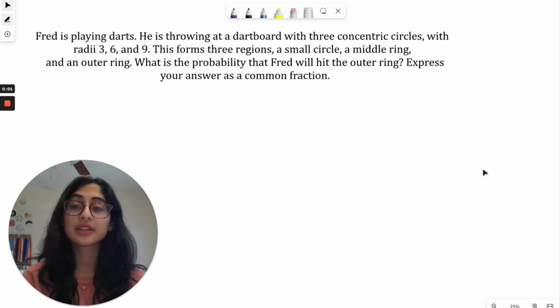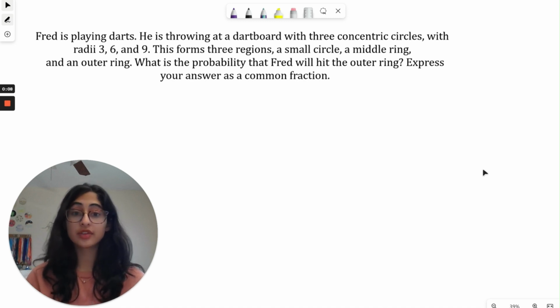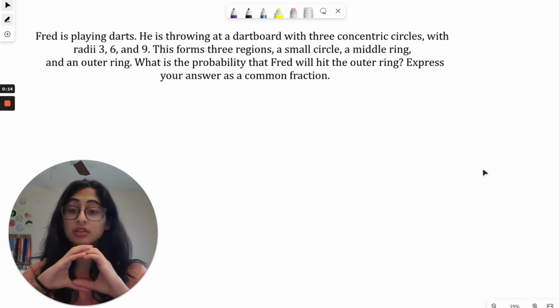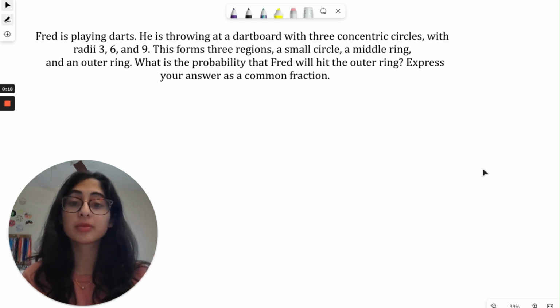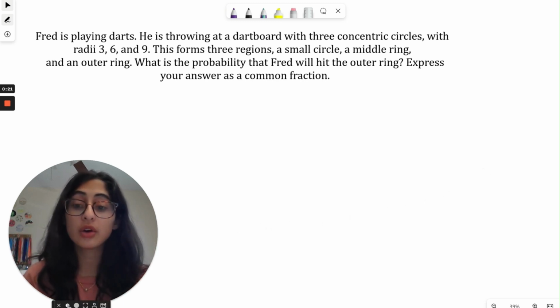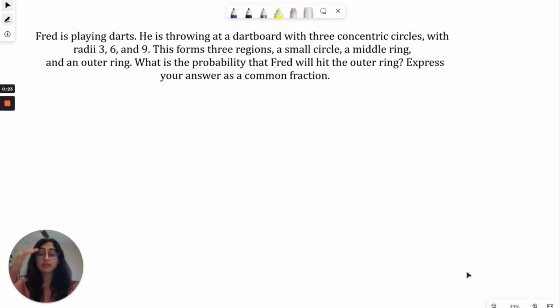Alright, so this question says Fred is playing darts. He's throwing at a dartboard with 3 concentric circles. By the way, concentric just means these circles share the same center, and they have radii 3, 6, and 9. This forms 3 regions. We have a small center in the middle, a small circle, and then a middle ring that's a little bit bigger, and then an outer ring. And so we're looking for the probability that Fred will hit the outer ring expressed as a common fraction.